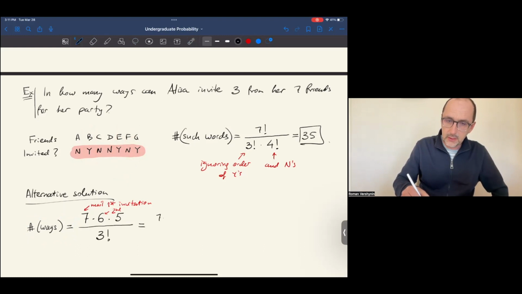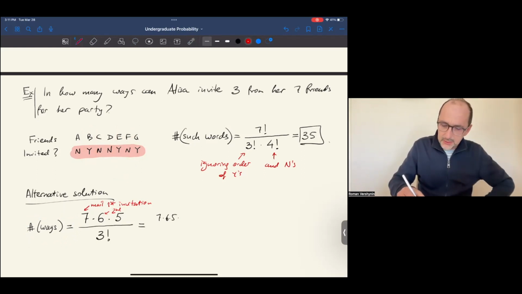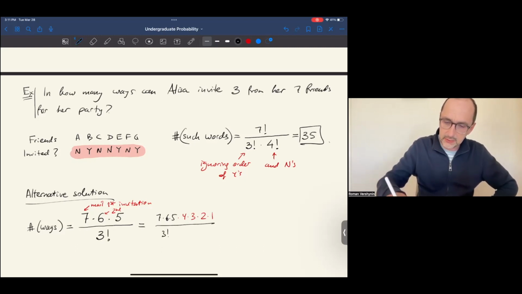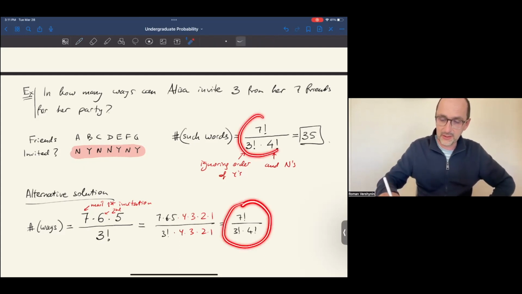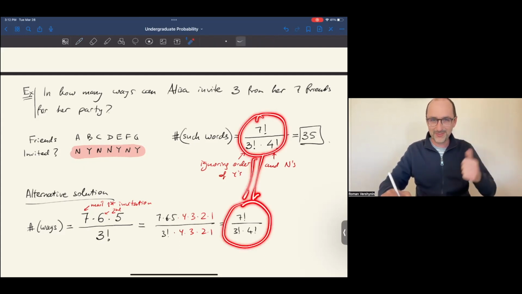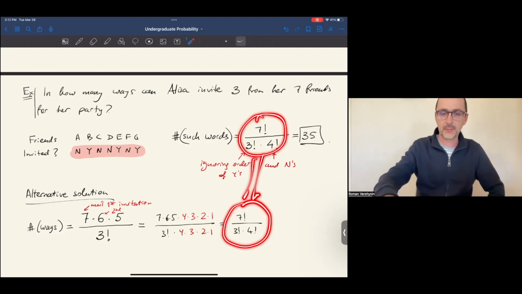This is 7, 6, 5. And to make a factorial appear on the top, let's pretend that we're counting down, that we're multiplying by further numbers here. And let's correct that so we cancel these numbers in the bottom like this. This allows us to write this as 7 factorial on the top, 3 factorial times 4 factorial on the bottom. And now we're happy because now we got the same answer. We corrected our solution and it's the same answer.